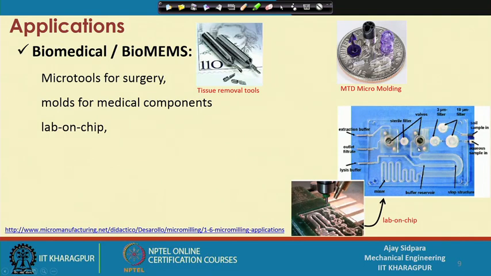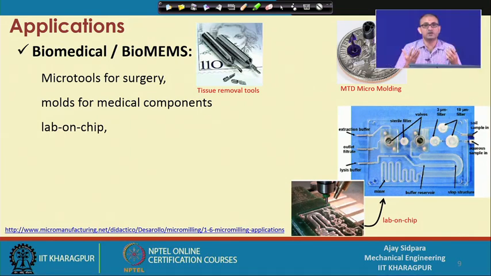Then lab on a chip. For the measurement or testing of different types of blood samples, urine samples or other liquid samples, there are some point of care devices available. What are these point of care devices? They mean you can diagnose or do the testing right near the patient. You do not need to transfer the samples to a laboratory or some other location. So, this is one example.